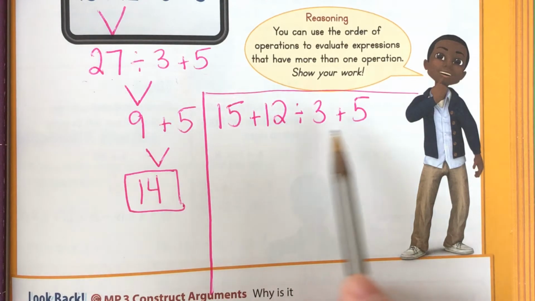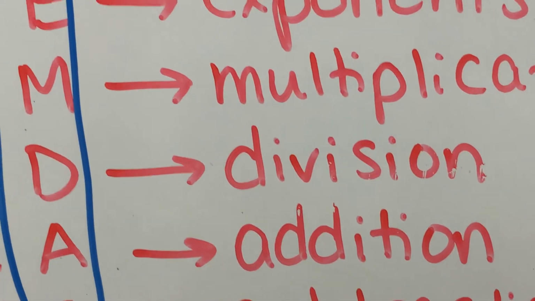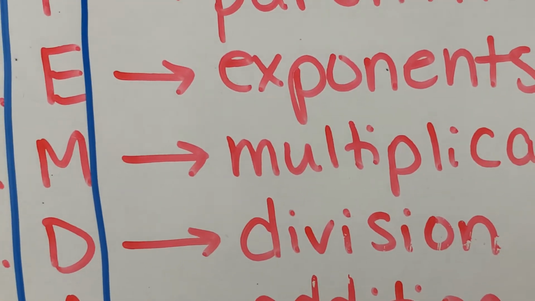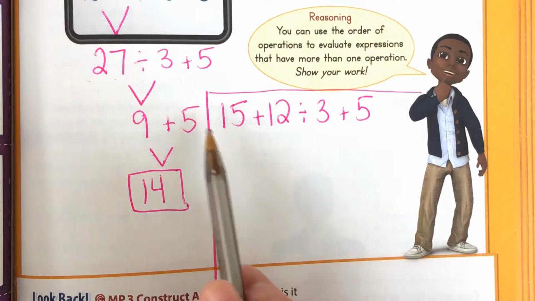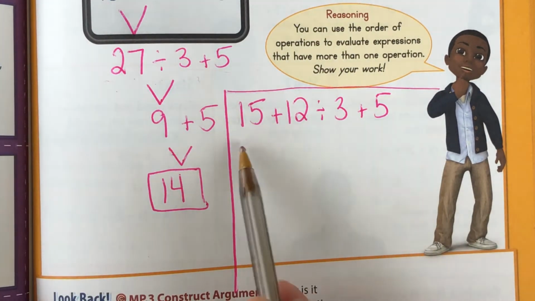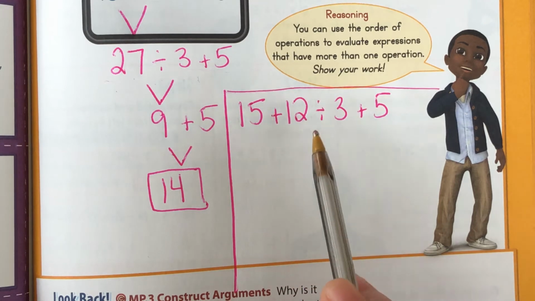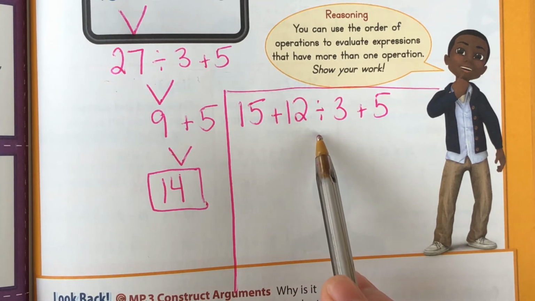Do we have any exponents? Nope. The next step is division or multiplication and division. Do we have any of that? Multiplication or division? Oh, I see it. Our multiplication and division is right here, 12 divided by 3. So that means that's the first thing we are going to solve.